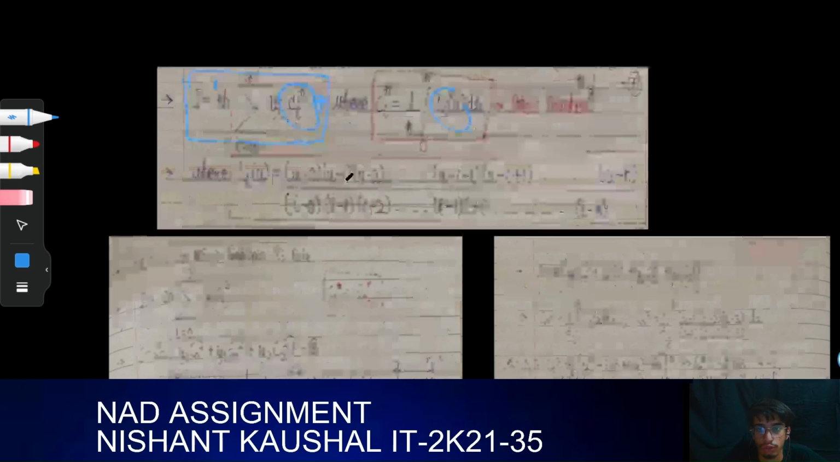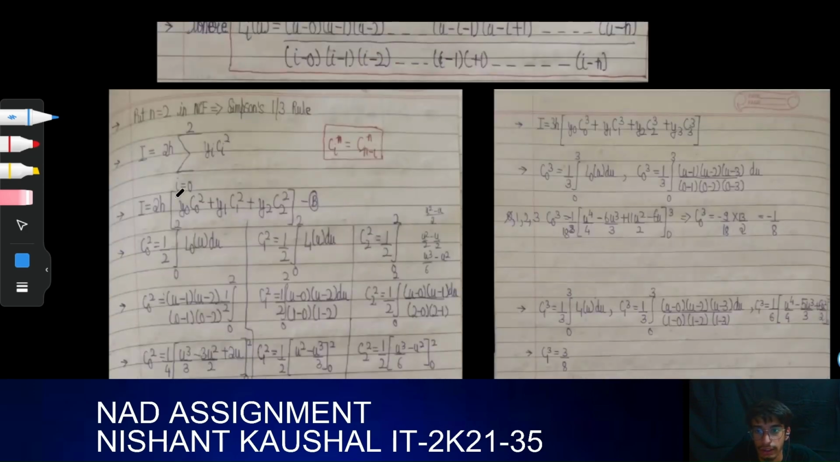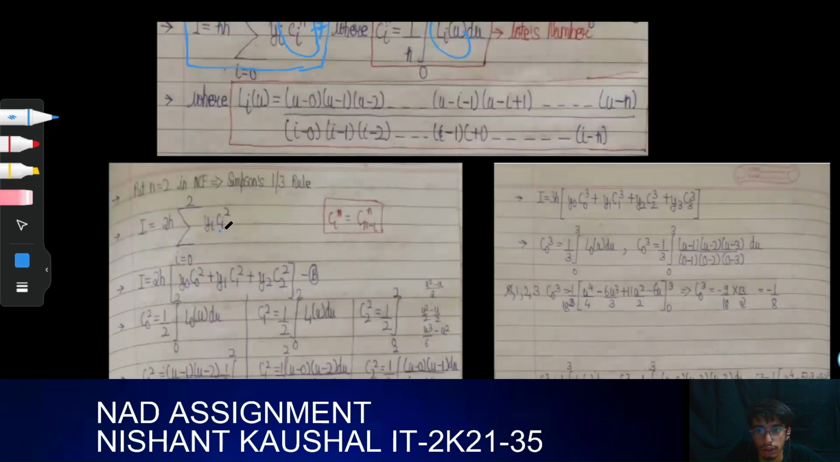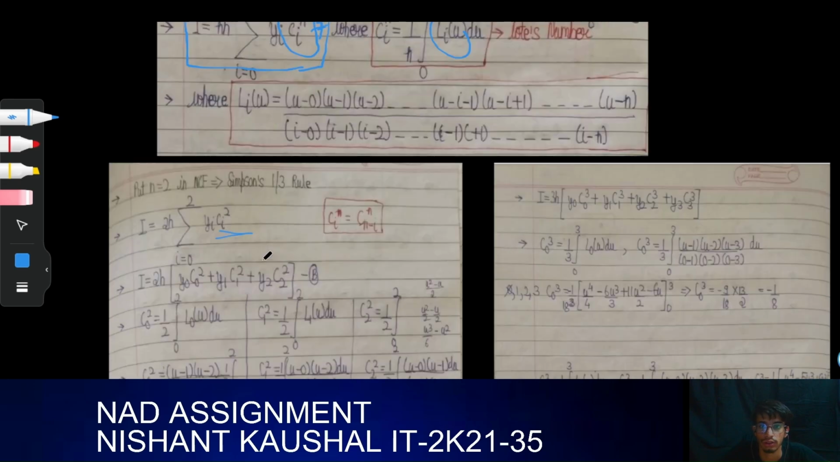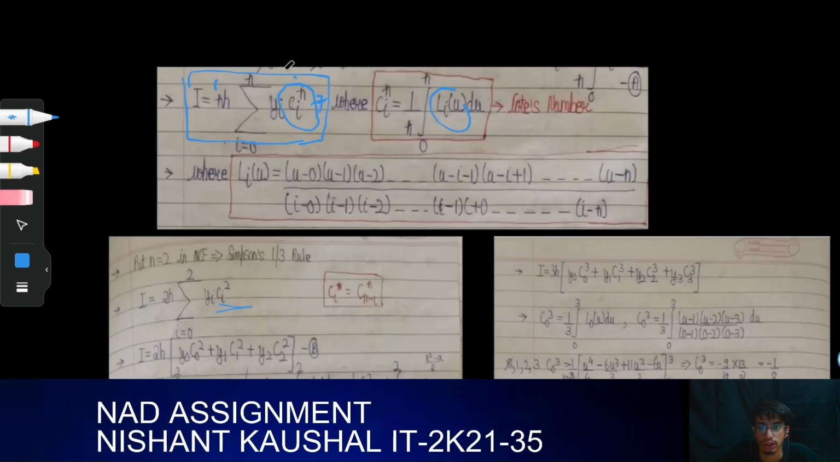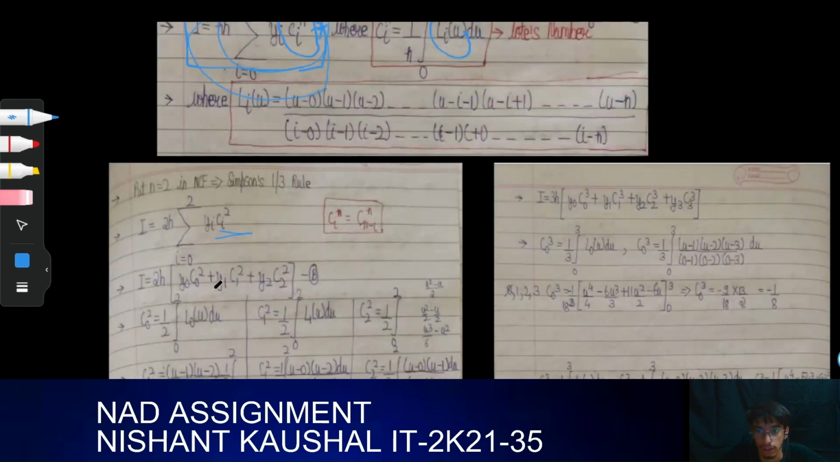Now we will apply this formula and find the value of C_i. So it will be equal to 2h [y0 C0 raised to the power 2 plus y1 C1 raised to the power 2 plus y2 C2 raised to the power 2]. We have just expanded this term, right? 0 0, 1 1, 2 2, right? Now we will go for the value of l, the Lagrange's number.